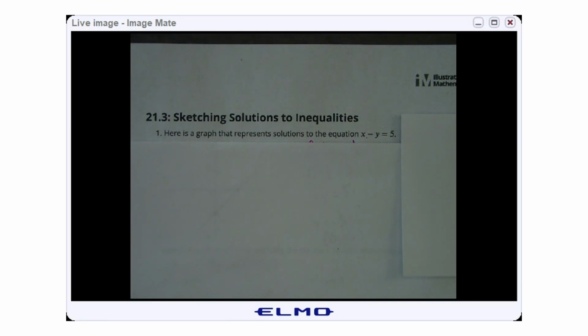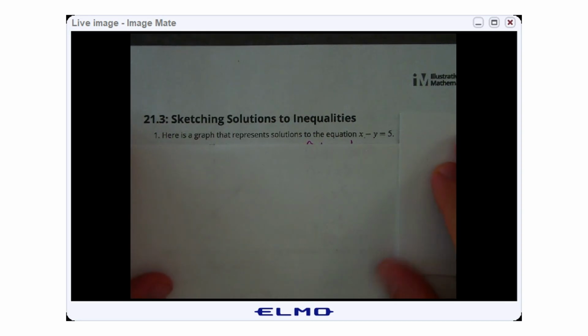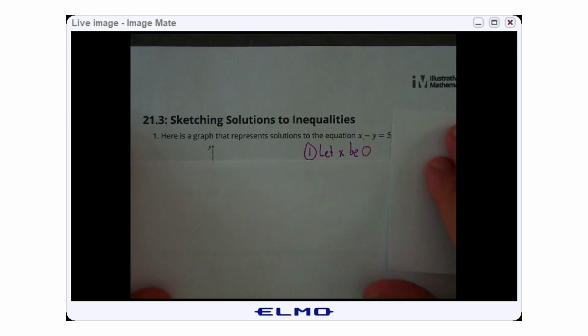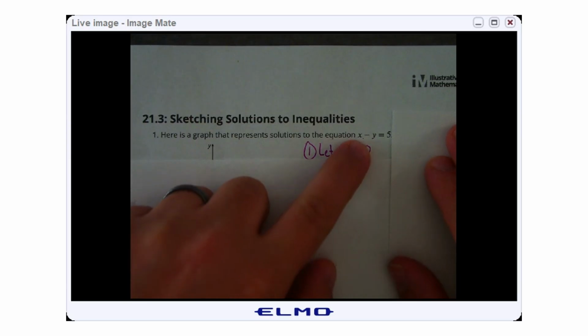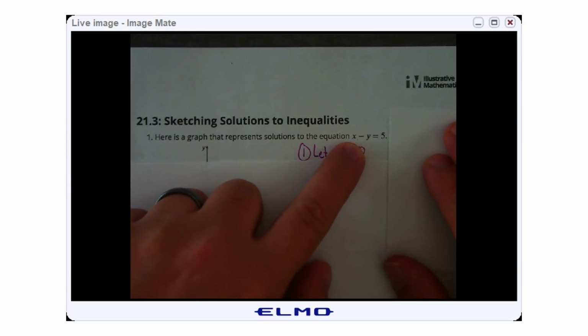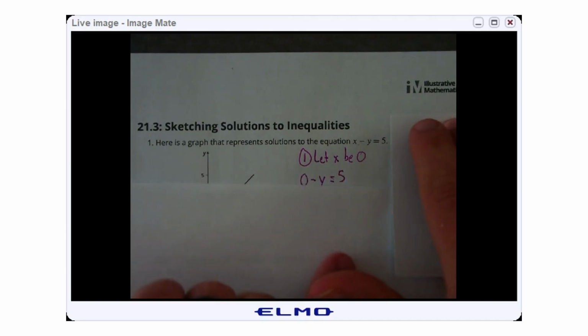The book below already gives us that graph, okay? But later in quizzes and later in tests, we are going to have to learn how to do this, okay? So I've broken it down step by step on how to graph this equation. If we graph this equation, the first thing we would do is let x be 0. So I could take 0 and substitute it right here in for x. What that looks like is 0 minus y equals 5.